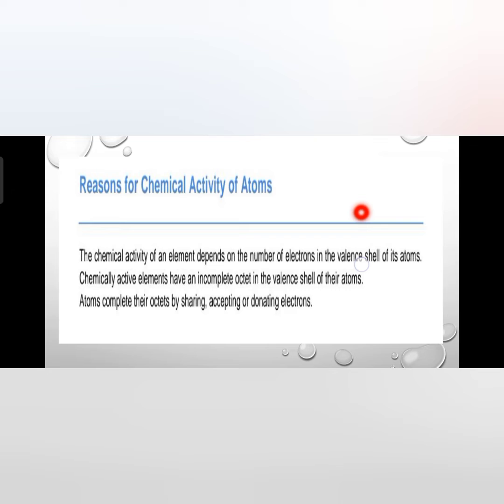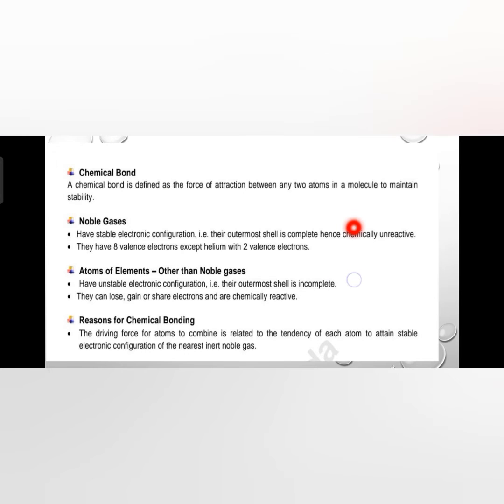Elements tend to combine with one another to attain the stable configuration of the nearest noble gas or inert gas. So having 8 electrons in the valence shell is known as the octet rule. However, in the case of helium, the valence shell has 2 electrons and this is known as the duplet rule, because the nearest noble gas is helium. As a result of this redistribution of electrons, a force of attraction develops between atoms which binds them together to form a molecule. This force is known as a chemical bond.